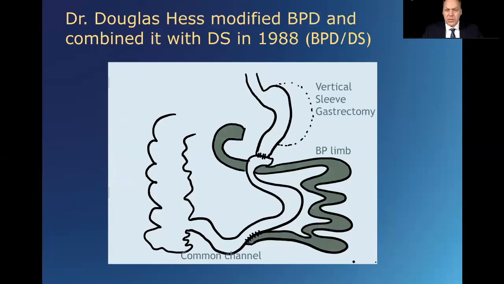Now, the advantages of this standard BPD duodenal switch operation, which is shown here on the picture, is that we have fewer ulcers, fewer stomal strictures, and we have no dumping syndrome with these operations.